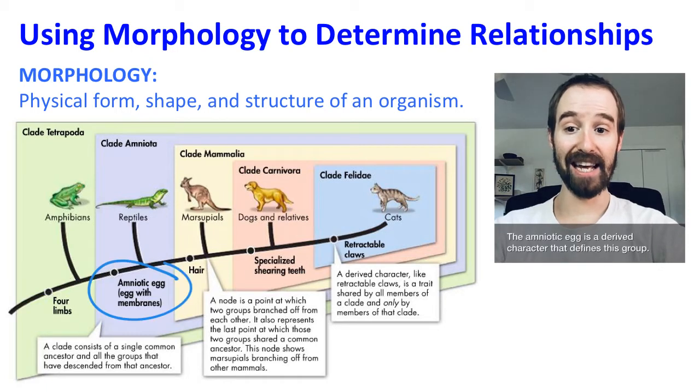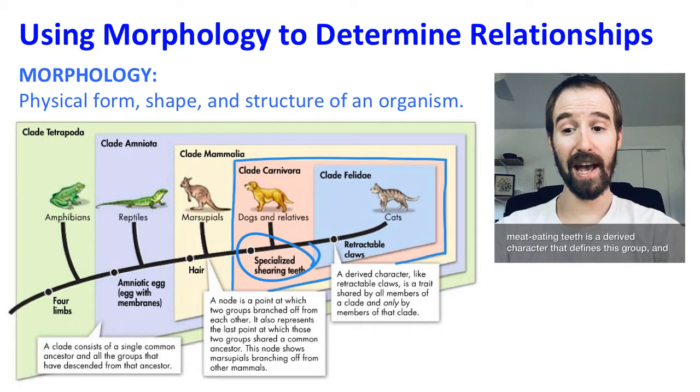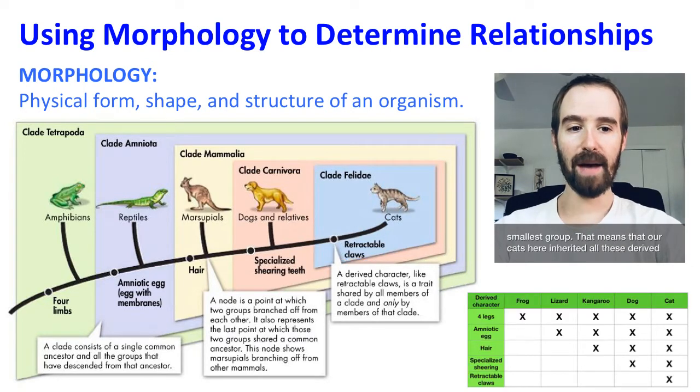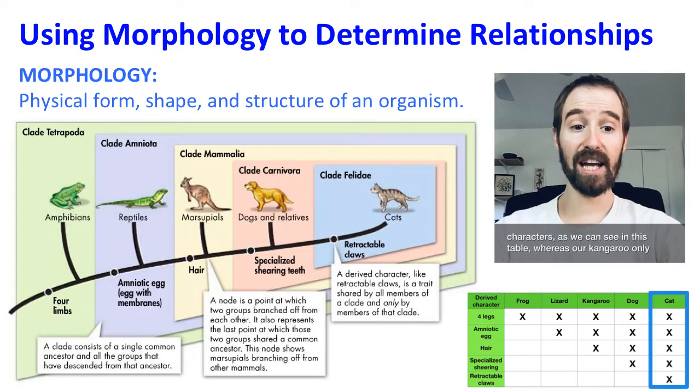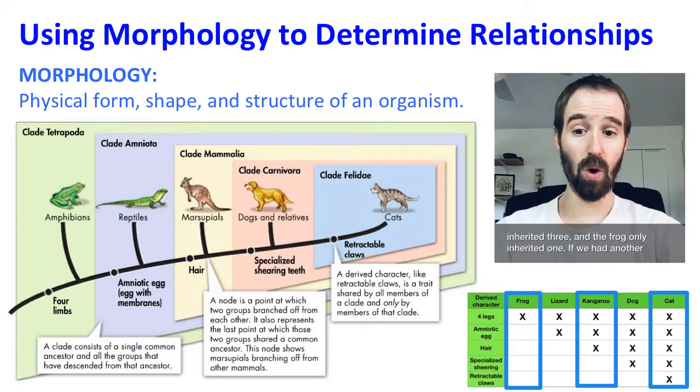The amniotic egg is a derived character that defines this group. Having hair is a derived character that defines this group. Specialized meat-eating teeth is a derived character that defines this group, and retractable claws is a derived character that defines this last and smallest group. That means that our cats here inherited all these derived characters, as we can see in this table, whereas our kangaroo only inherited 3, and the frog only inherited 1.